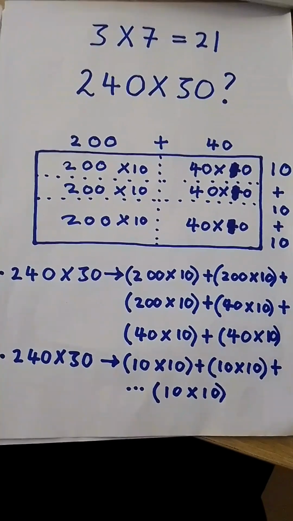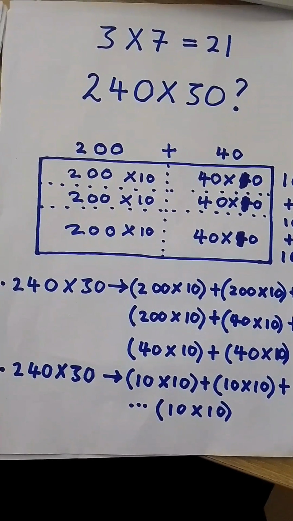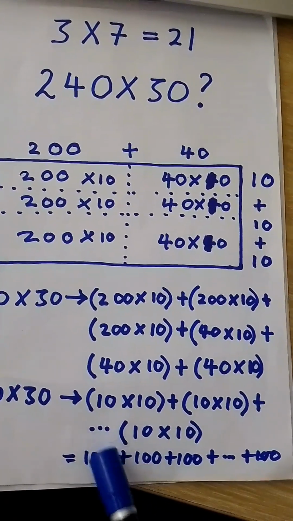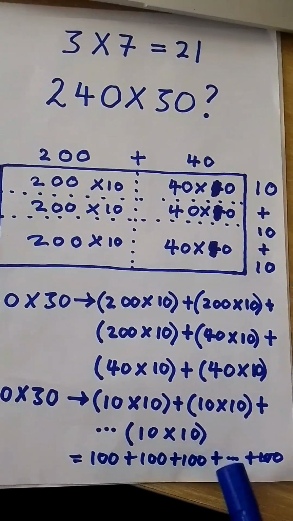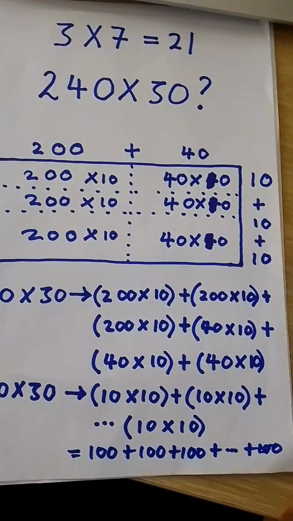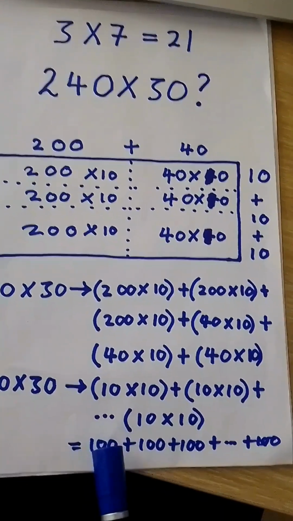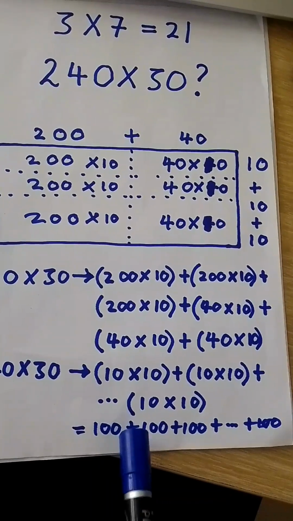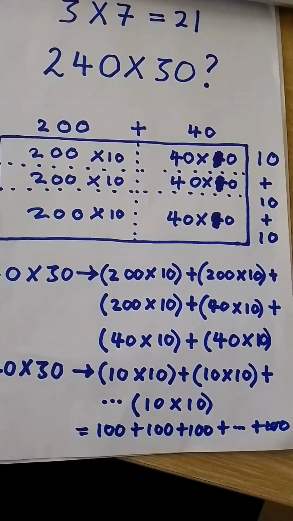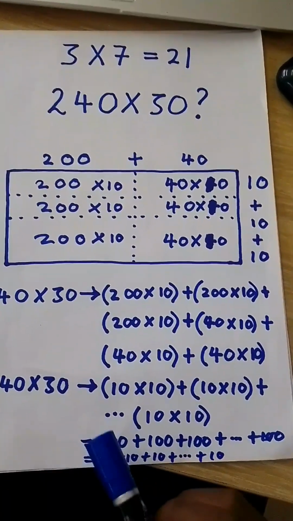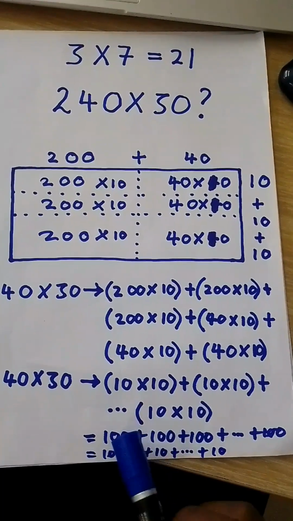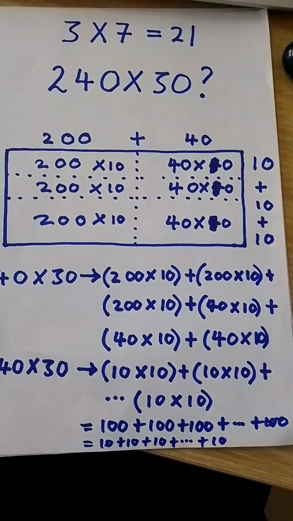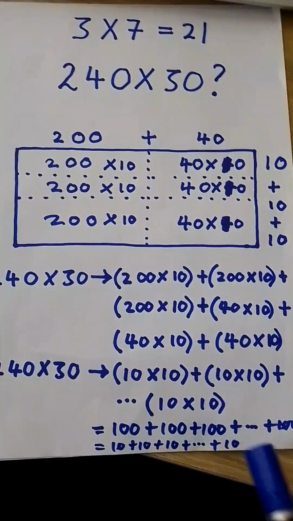Now the expression that follows below is a further simplification of the expression above. So the 200 times 10s simplify further to 10 times 10 plus 10 times 10 plus 10 times 10 and so on, including the 40 times 10. They simplify further to 10 times 10, 10 times 10, 10 times 10, 10 times 10.